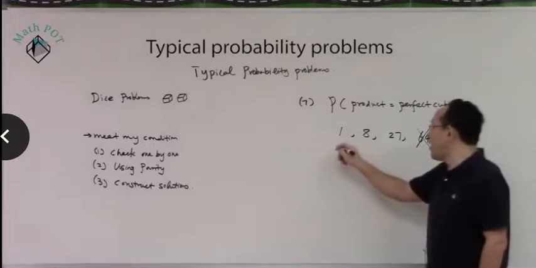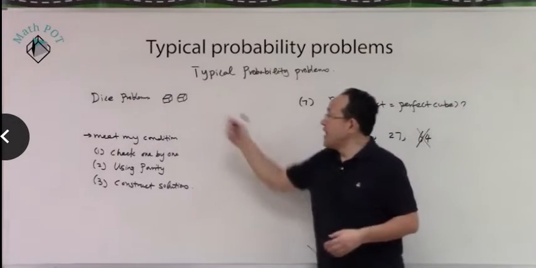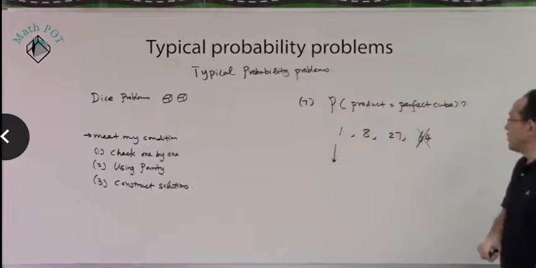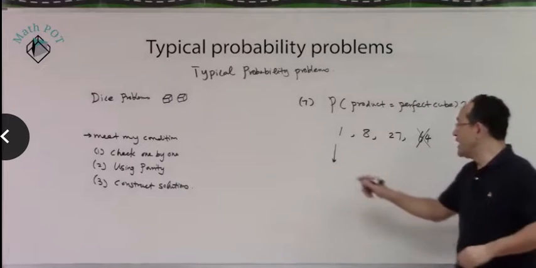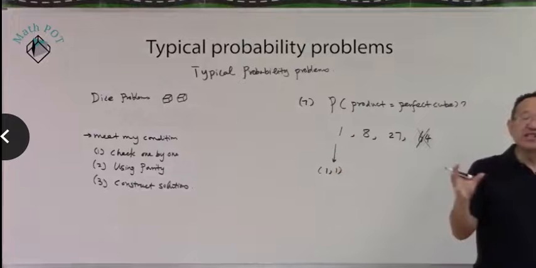Next, let's try to construct a solution. Try to figure out two numbers from those dice that multiply together to equal those perfect cubes here. First one, 1. Clearly it must be 1 times 1. We have only one way, which is 1 times 1. Nothing else. It's very clear.